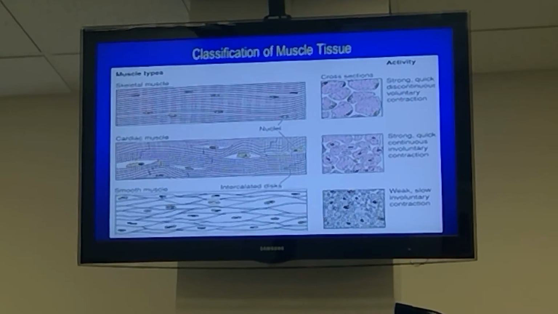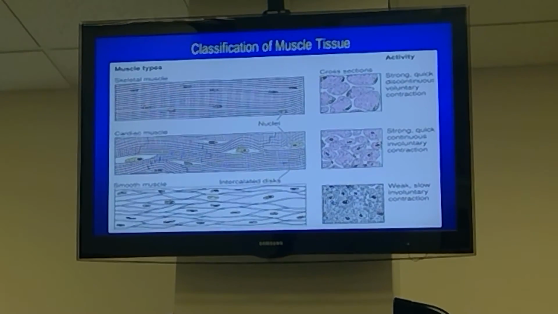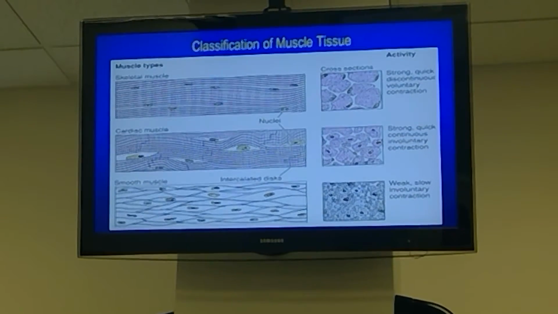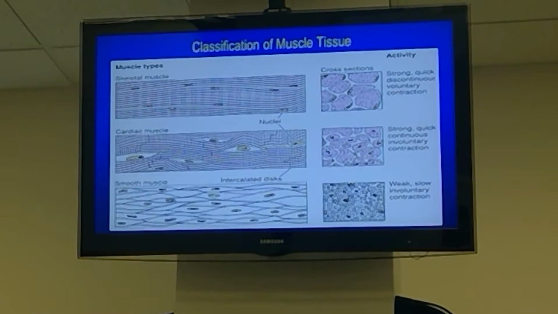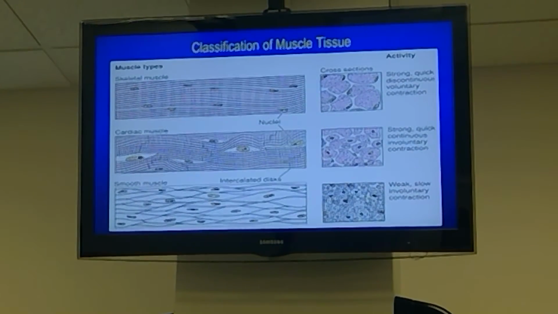Because of the vagaries of the section, you don't know exactly where you are when you make a cross-section through a group of muscle fibers. You're not going to catch the nucleus in every fiber. That's just the way it goes. So don't worry about those. Worry about the ones where you can actually see the position of the nucleus.